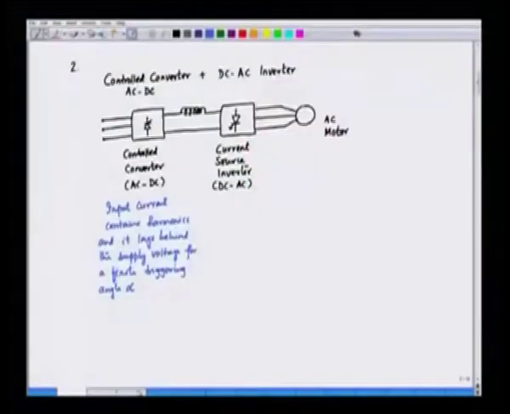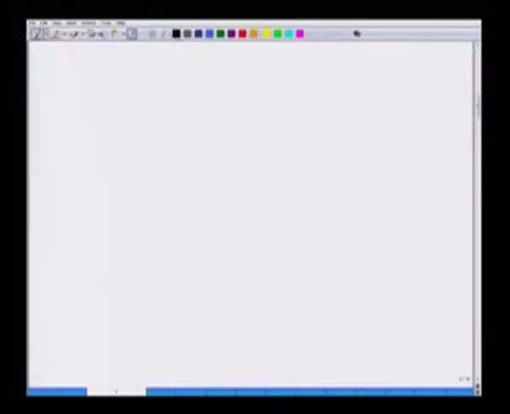Now, what is the other possibility? The other possibility which is conventionally employed is a cycloconverter. In a cycloconverter, what we do is feed the motor from an AC to AC cycloconverter. It is AC to AC conversion, but again on the input side we have harmonics. The third possibility we have in this case is a cycloconverter, AC to AC cycloconverter.